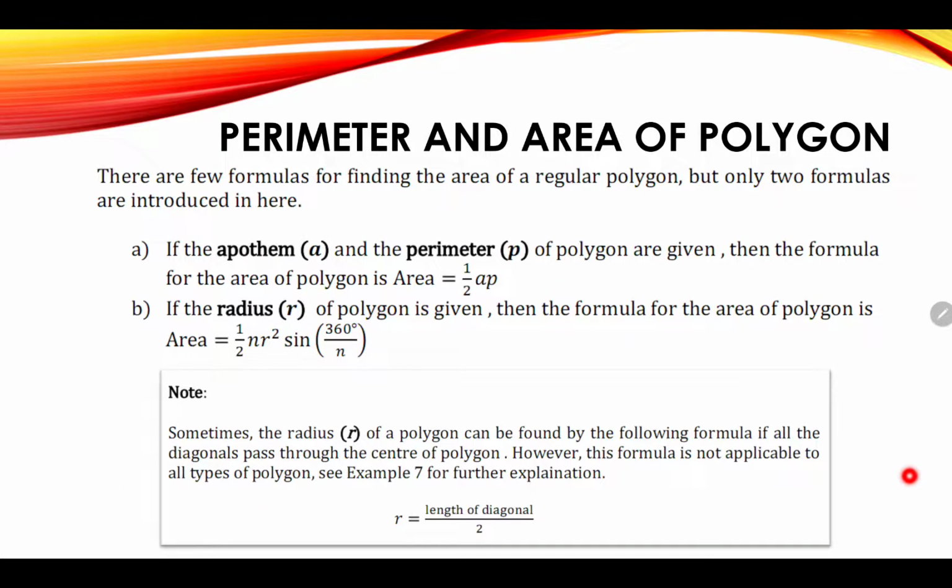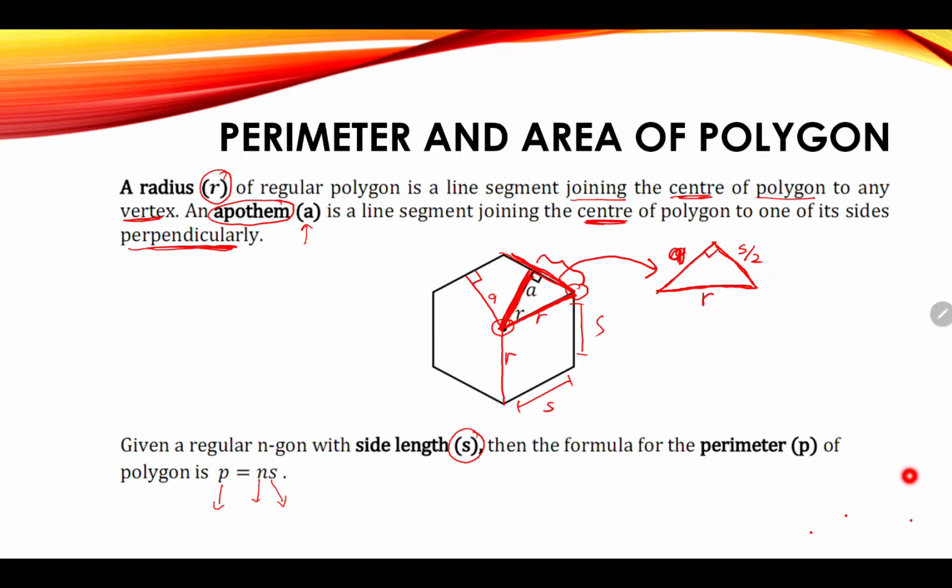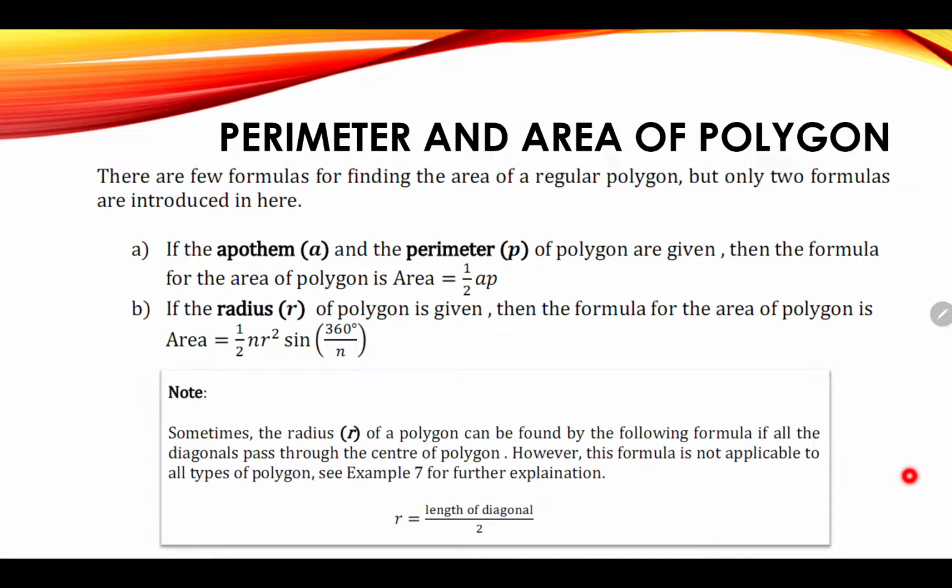Okay, there are few formulas for finding the area of regular polygon. Okay, perimeter tadi formula dia P equals N times S. Okay, and this is the formula for finding area. We have two formula altogether. Dia sebenarnya for finding area of polygon ada banyak. Okay, banyak formula. Tapi dekat dalam syllabus kita introduce ada dua sahaja formula untuk area of polygon.